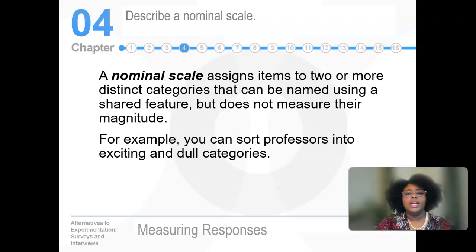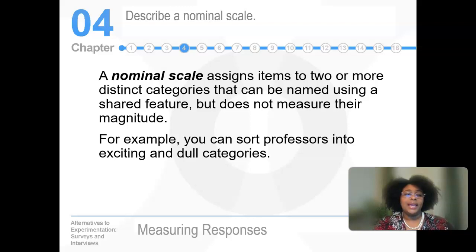So let's look at the different types of scales when we are conducting our research. So we have the nominal scale. Our nominal scales allow us to assign different categories or distinct categories that can be named using different types of features, but does not measure their magnitude. So I may have, for example, males versus females.